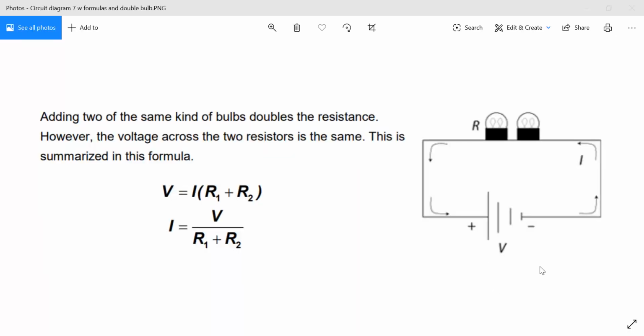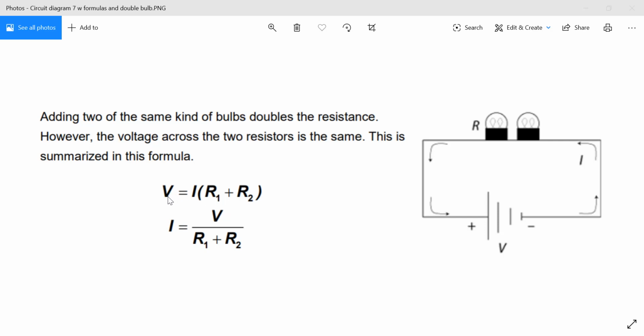Okay, so we saw a circuit with one light bulb, one resistor. Now we're going to try something a little different. We're going to do 2 resistors. So basically the equation doesn't really change much. The only difference is we add that other resistor to the total resistance.